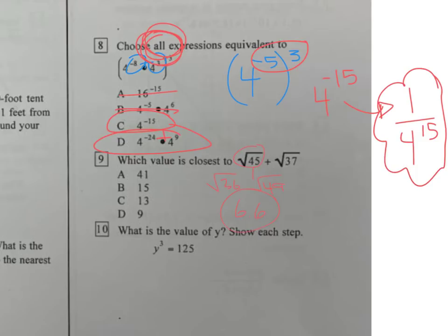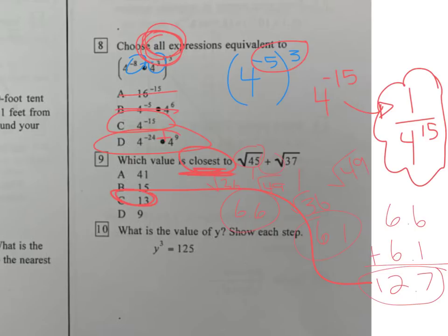But regardless, we're just kind of estimating, we're approximating. And then this one, 37, I know it's really close to 36, not 49. So I'm going to say like 6.1 for this one. And what do I do with those two numbers? It's telling me to add, so I'm going to add them. And I get 12.7. Well, remember, what's the problem asking? You got to always know, what is the problem asking? It says which one is the closest. So I look at this and I go, oh, it's 13.